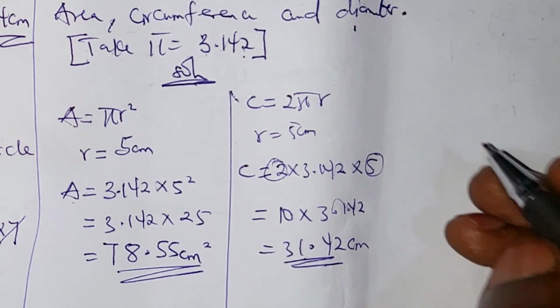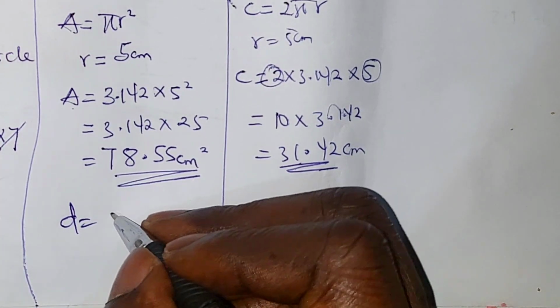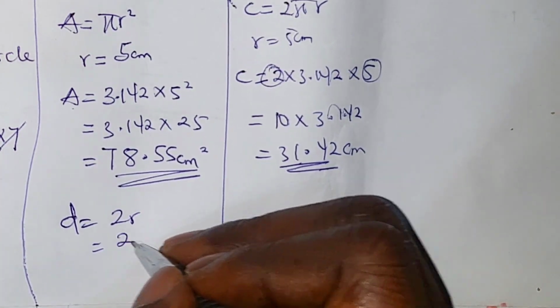And we are also asked to find what? The diameter. But the diameter is already given as 2r. So 2r means 2 times what?